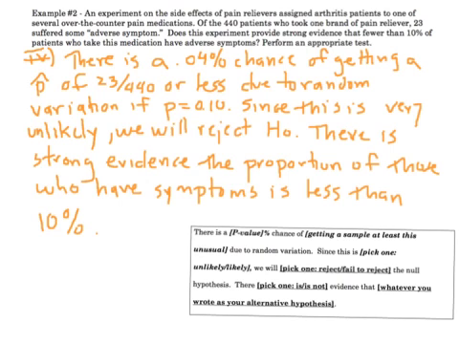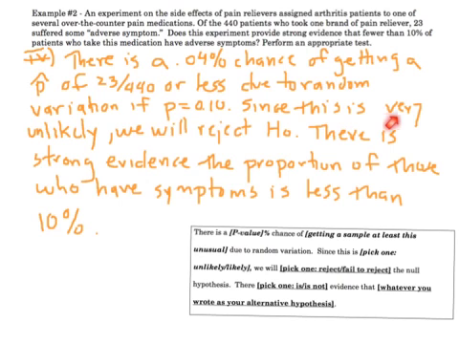Okay, so now we write our paragraph, and I included a little thing down here again. There's a very, very small chance of getting a p hat of 23 over 440 or less due to random variation if p is actually 10%. That's kind of this first sentence here, right? Just plugging in.